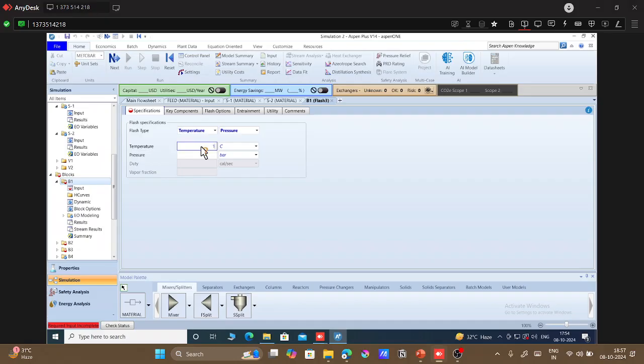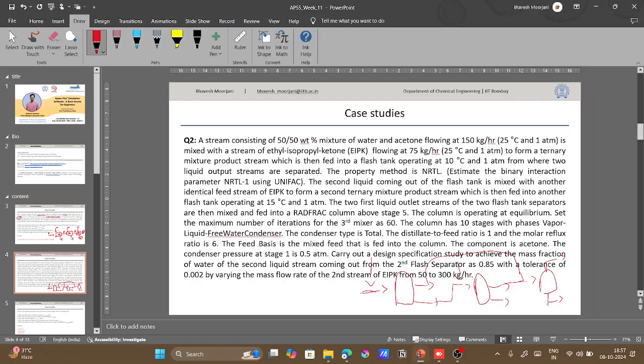So the first tank, B1, is operating at 10 degree centigrade, 1 atmosphere. B2 is operating at 15 degree centigrade, 1 atmosphere. Then the two first liquid outlet streams of the two flash tanks are mixed and fed into the RadFrac column at stage number 5.